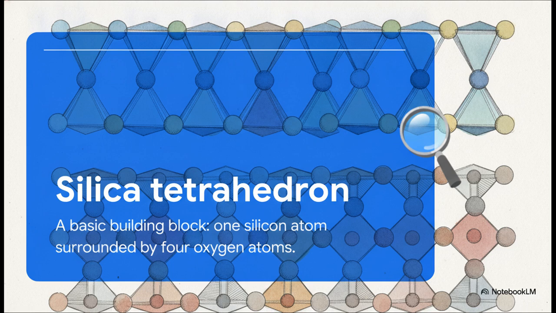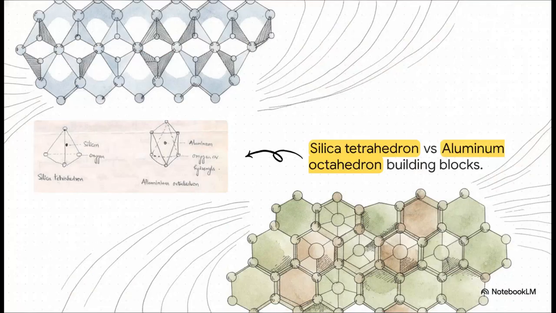This is an eight-sided building block where an aluminum, or sometimes a magnesium or iron ion, is surrounded by six oxygen atoms or hydroxyl groups. Link a bunch of these together horizontally, and you get your octahedral sheet. You can see this brilliantly illustrated right here.